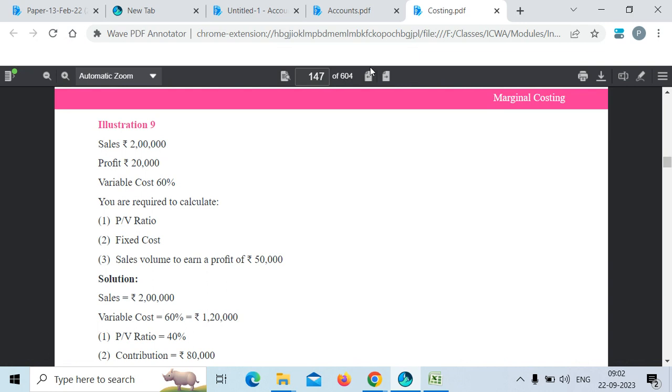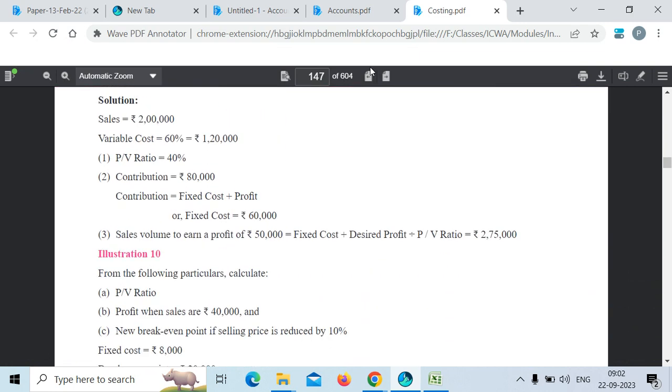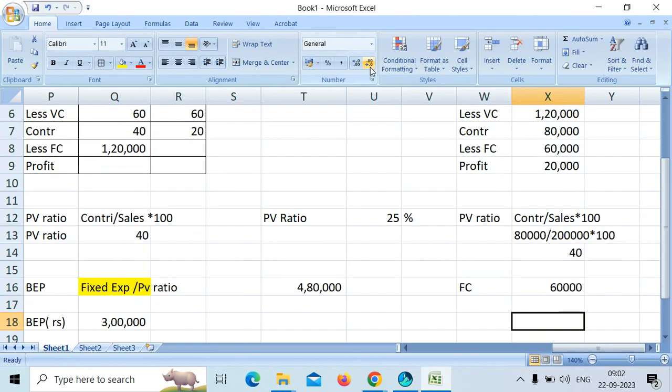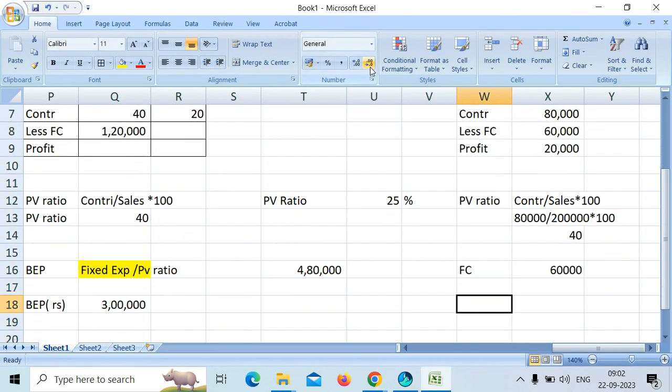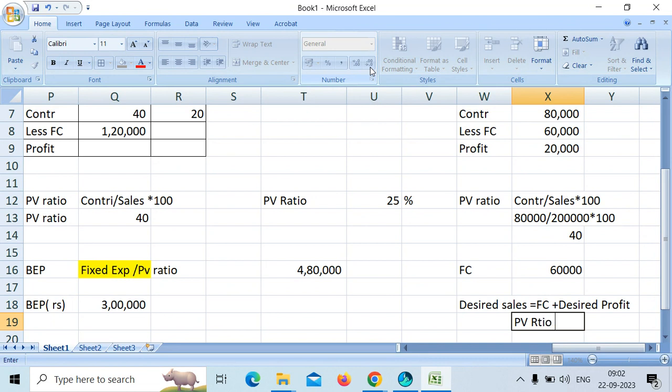Next they are asking us sales volume to earn a profit of 50,000. You want to earn a profit of 50,000. So what will be the sales volume? There's one more formula. The formula is desired sales equal to fixed cost plus desired profit, divided by PV ratio. Okay, this is the formula.